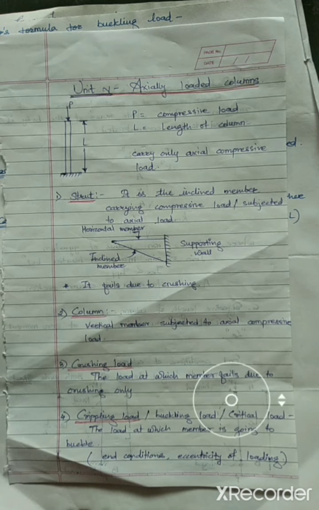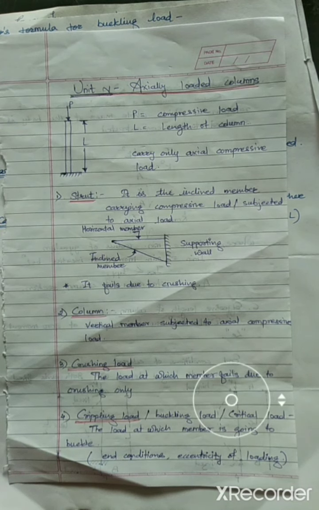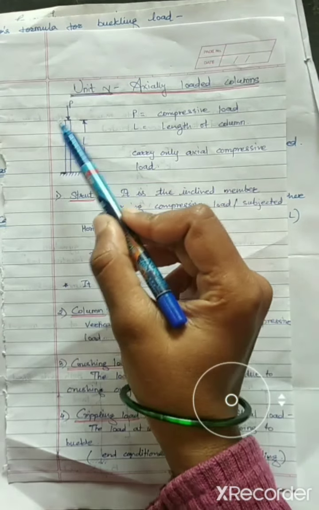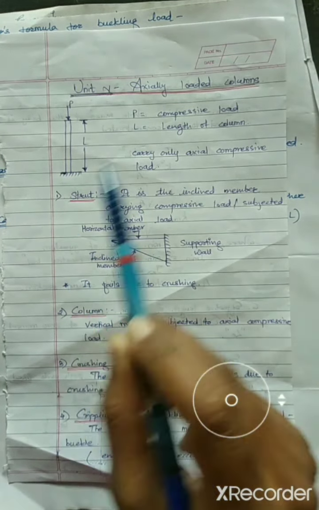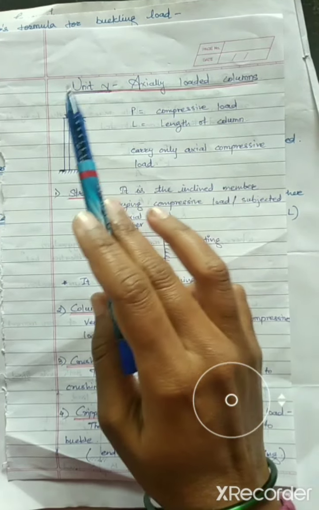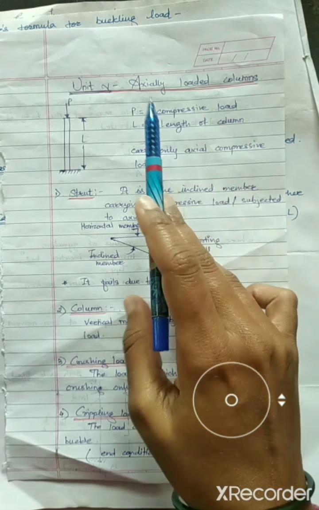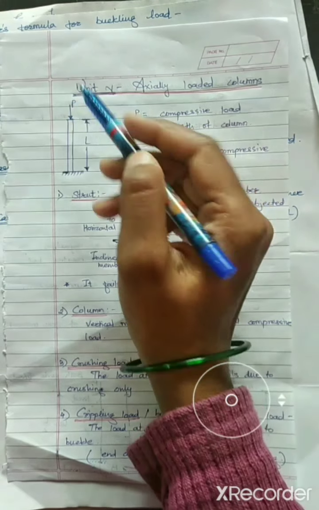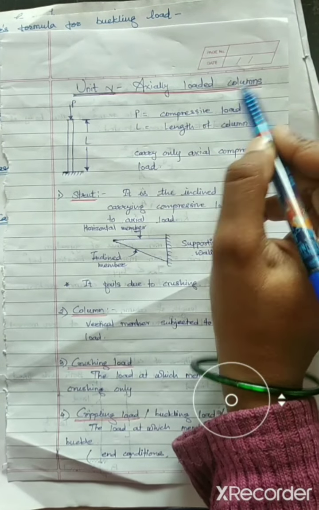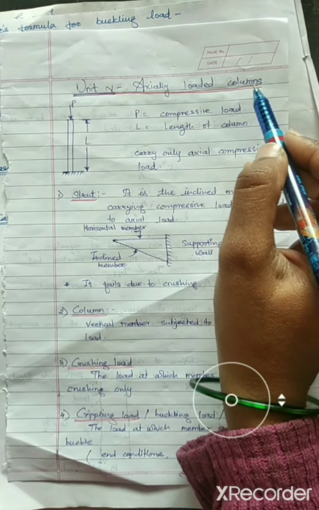In today's lecture we are going to study unit number 5, that is axially loaded columns, of the MOS subject from degree Civil Engineering. So this diagram is of a column. In our unit number 5 we are going to study axially loaded columns. As all of you know, a column is a compressive member.